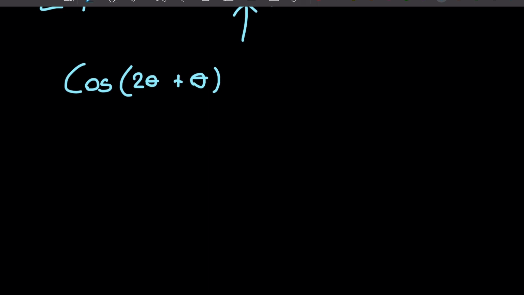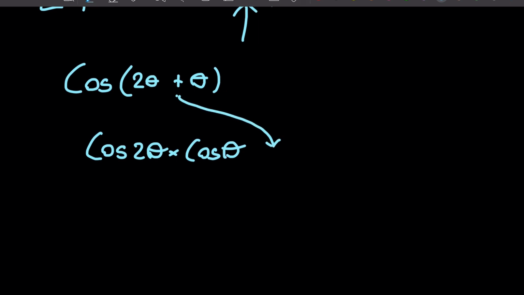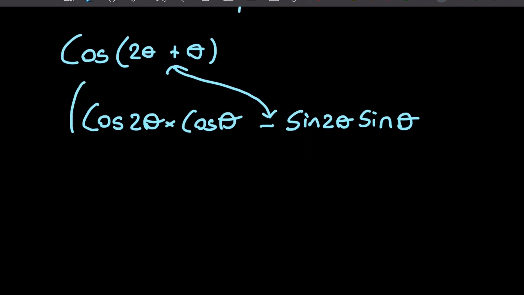So when expanding this, we'll have cos 2a, or cos 2 theta, times cos theta, and it has to be the opposite sign. Remember, opposite sign, don't forget that, minus sine 2 theta times sine theta. Now, we just learned that cos 2 theta can have many different ways that it can be represented.